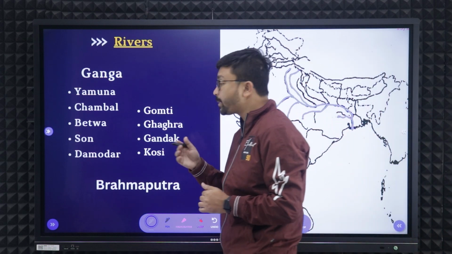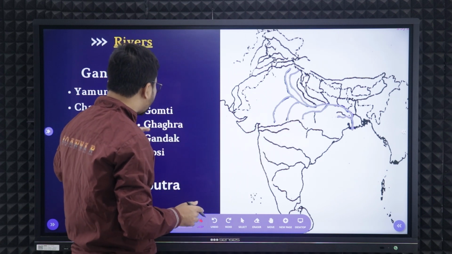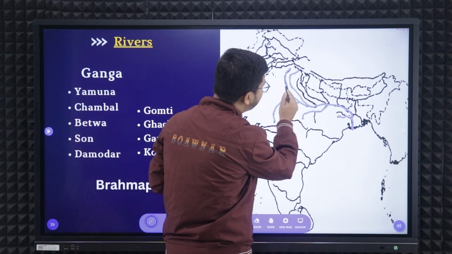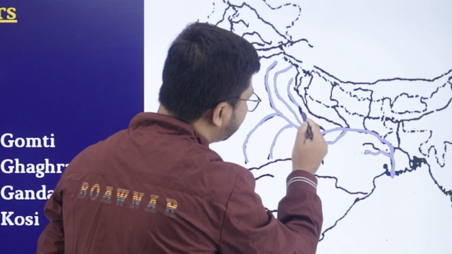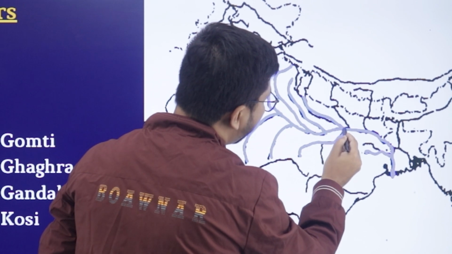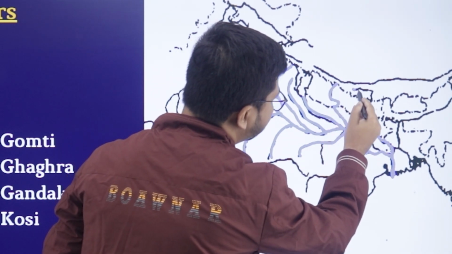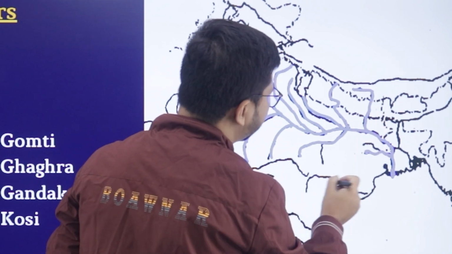Next one, that's the left hand side. If you see it clockwise, it will be Gomti, Ghargara, Gandak, Kosi. So the first line after Ganga is the Gomti, the next one is the Ghargara, like this. The next one is the Gandak, like this, and the last one is the Kosi, like this. It looks like 7, right?